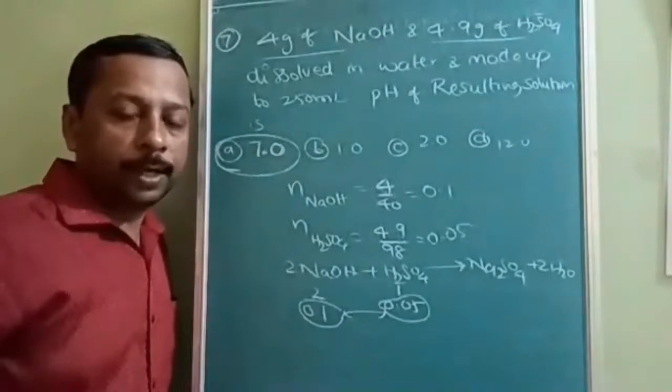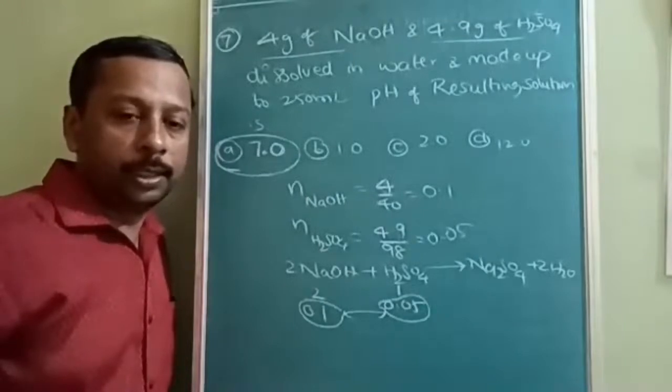If the acid is weak, then pH will be greater than 7. If the base is weak, pH will be less than 7. But both are strong and equal quantity is also available as per requirement. Hence, pH is equal to how much? 7.